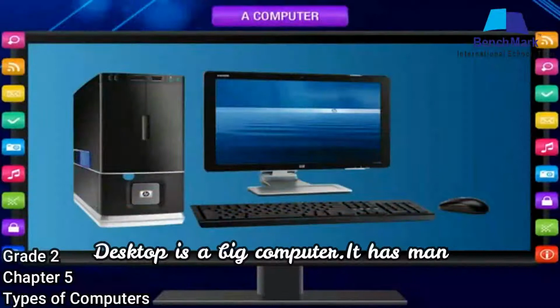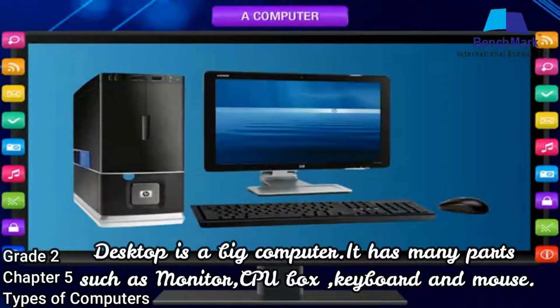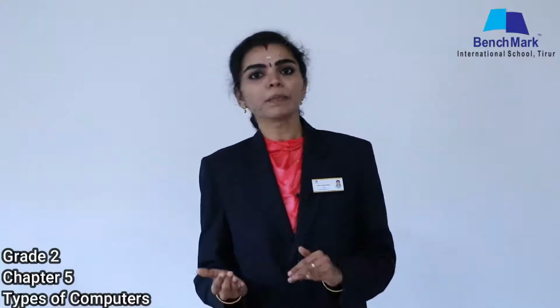So this desktop computer has mouse, monitor, keyboard and CPU. Okay. So this desktop computer is big in size. We will not be able to carry it from one place to another. Okay. Whereas the next type of computer that we are going to see is a laptop computer.